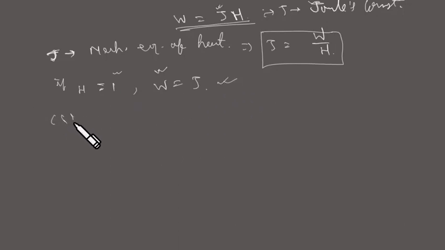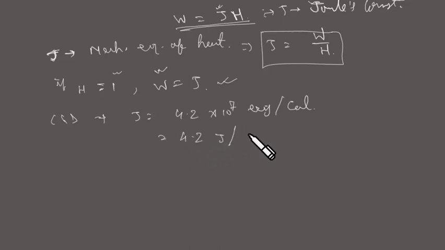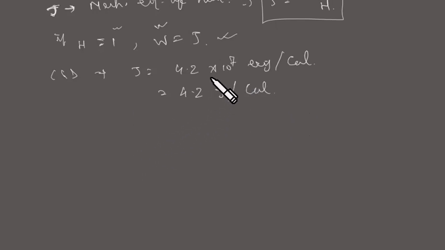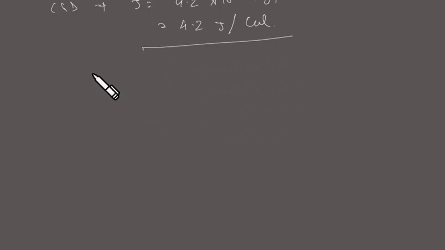In CGS, the value of J is 4.2 into 10 to the power 7 erg per calorie, or 4.2 joule per calorie. In SI unit, both work and heat are measured in joules, so basically it is unitless in SI and the value is 1. Okay, next we will be talking about the latent heat.